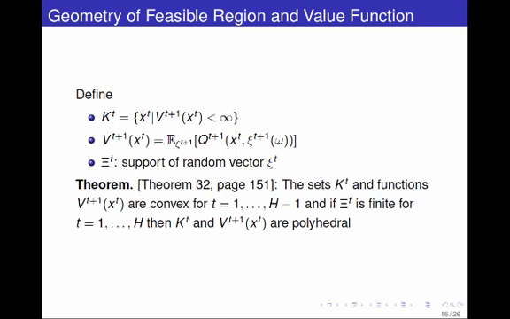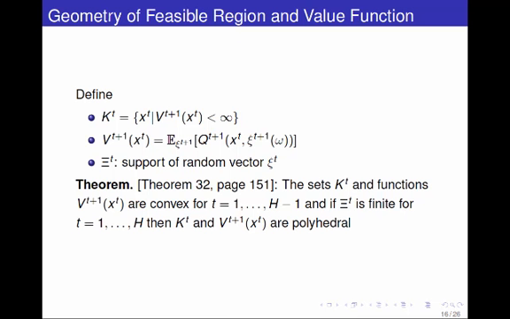Basically by replicating the L-shaped method. Because the value function, we can show even in a multi-stage stochastic program, is a piecewise linear function of xt. So we're going to do exactly the same trick that we did with the L-shaped algorithm for the two-stage optimization. Now, to show this, there's a theorem in the book. It defines kt as the set of feasible decisions for stage t. Vt plus 1, note that the value function for period t plus 1 is a function of xt. It's defined as this thing here. And capital psi is the support, the set on which psi has mass.